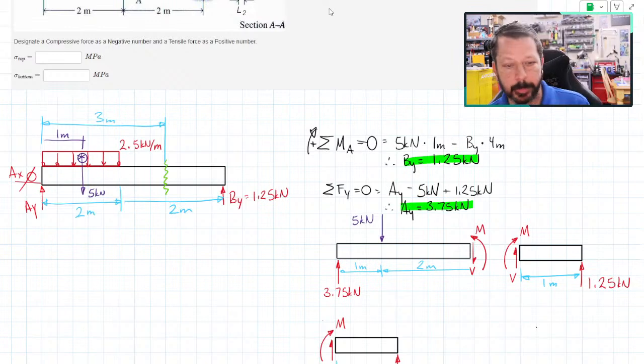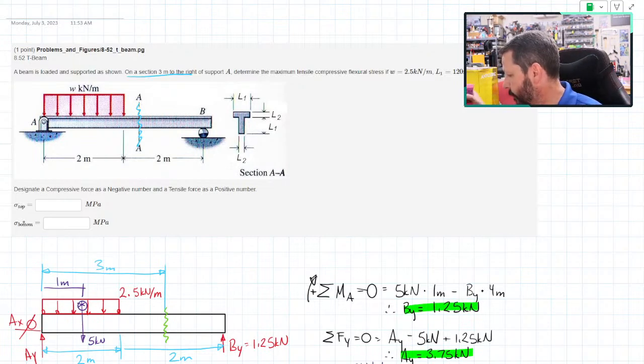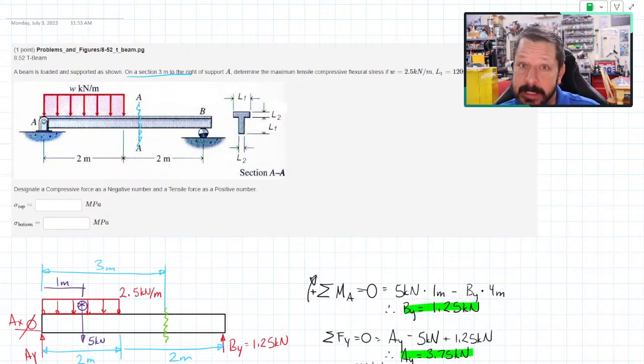And then if the problem is actually asking me to solve for stress on top and bottom of the beam, why don't you take 5 seconds and mentally think about why you would do top or bottom of the beam. Why does it matter? All right, so sometimes it doesn't matter, first of all. When it does matter is when you have a beam that is like a T, or it doesn't have a horizontal line of symmetry.